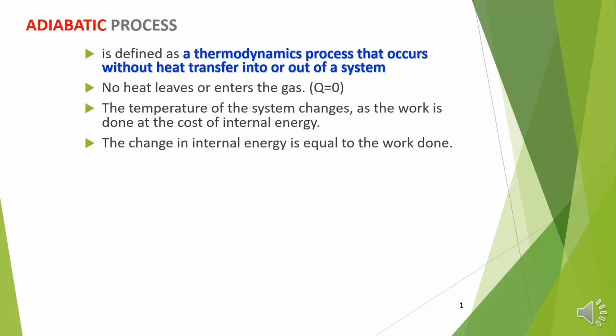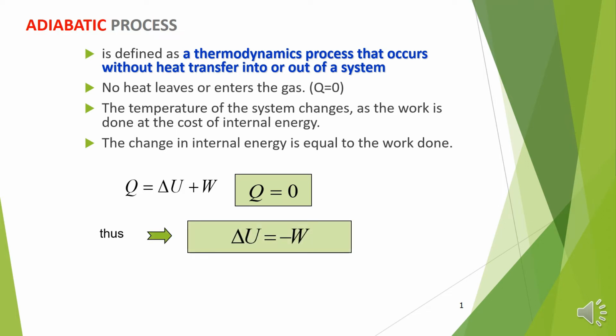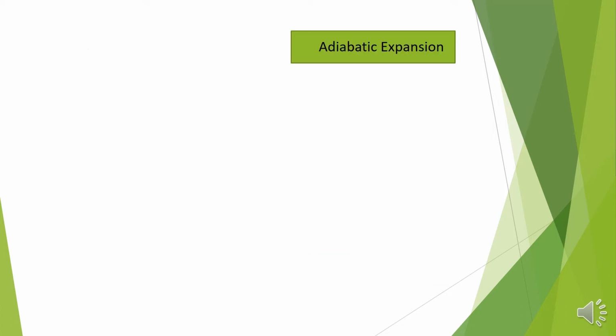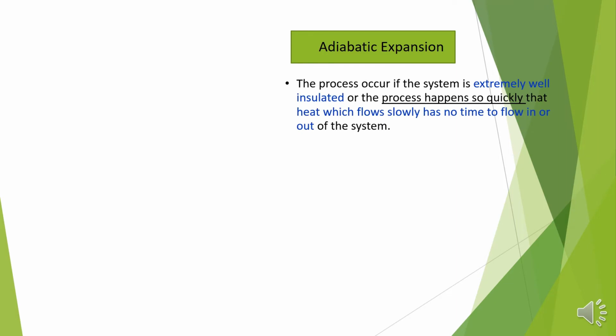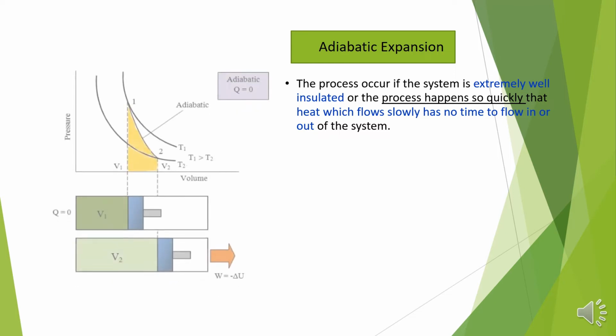We can represent the above condition as a formula. Q equals delta U plus W. Since Q equals 0, there are two conditions here. First is delta U is equal to minus W, or W is equal to minus delta U. Adiabatic expansion occurs if the system is extremely well insulated, or the process happens so quickly that heat flows slowly and has no time to flow in or out of the system.